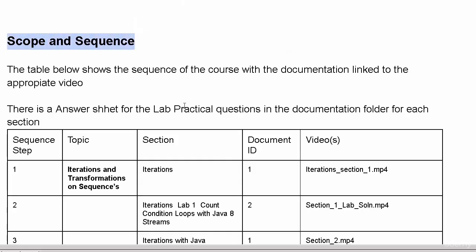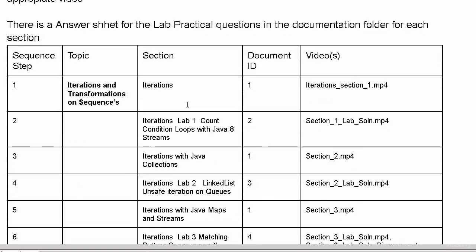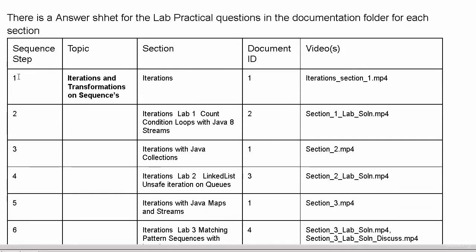This scope and sequence document will be important as you progress through the course. It breaks down the steps that you take as you work through the course. So for every topic, it lists the sections. It lists this document ID to help you identify the correct document in the documentation folder, and it lists the actual video that relates. So this scope and sequence relates the step to the topic, to the section, to the document for that section for that video.